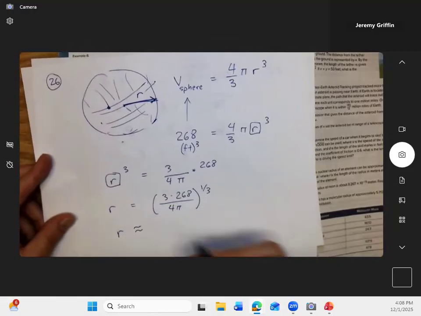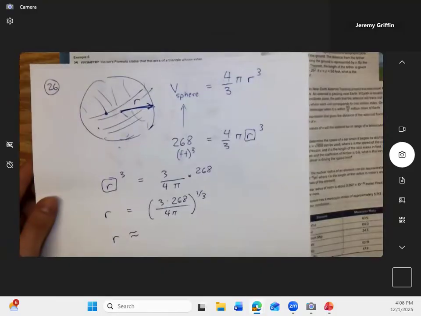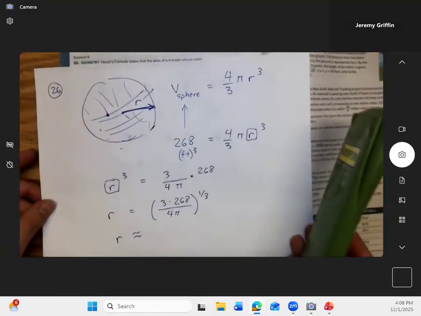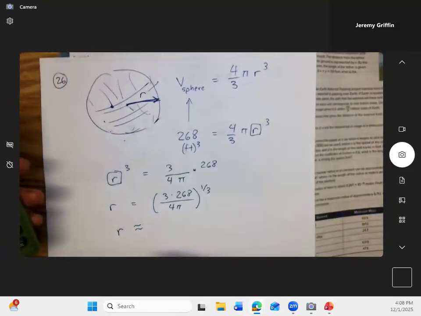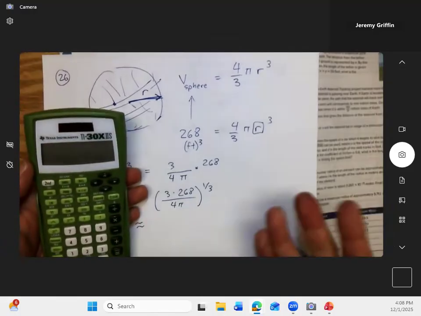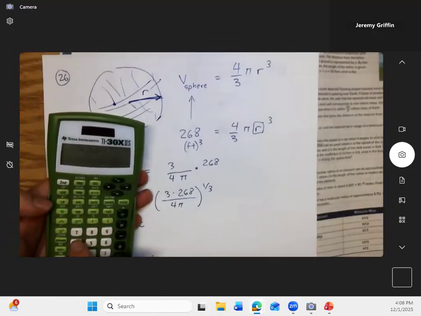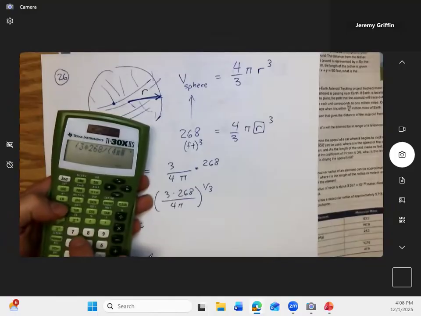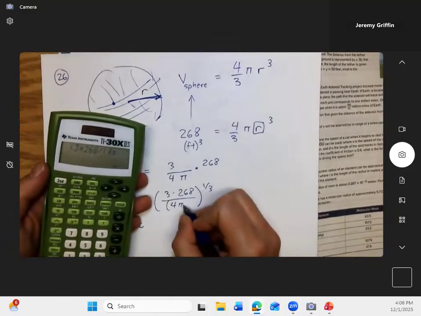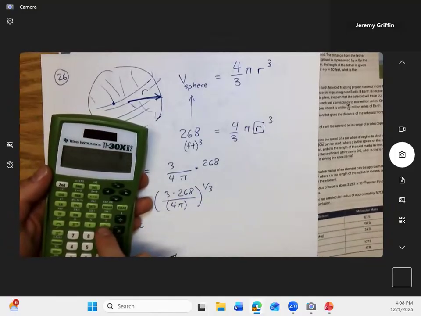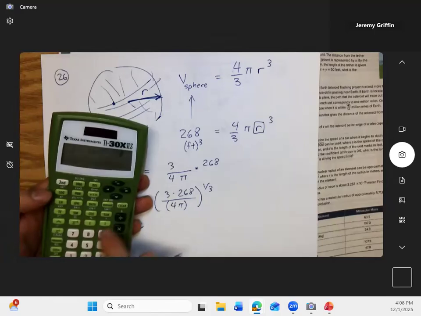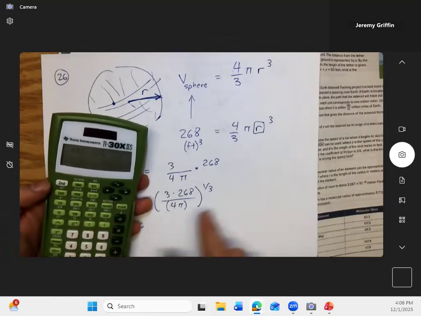I'll say approximately equals because I'm going to cut it off at the nearest tenth of a foot. You can think of that as approximately the nearest inch, because there are 12 inches in a foot, so it's kind of close to 10. So what's 3 times 268 divided by, and in parentheses, 4 pi? It's really important that you group this correctly if you want the correct calculator answer. And that's all raised to the, in parentheses, 1/3 power to make a cube root.